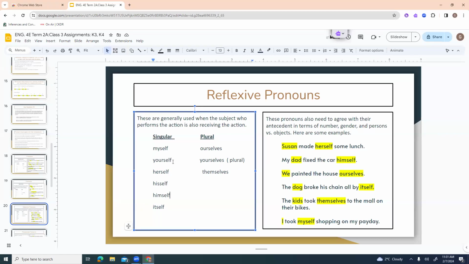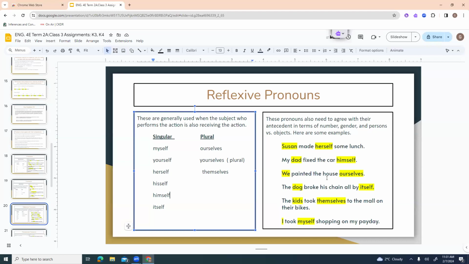Now, see here, usually you and you are the same, but because it's plural, instead of using the F, which is a singular form, we use VES, which is the plural form. Same thing for themselves. And again, if we had an inanimate object and it was plural, we would switch over to using themselves. So pronouns need to agree in terms of number, gender, and persons versus object. So I could say Susan made herself some lunch. So she's making it, but she's also making it for herself. My dad fixed the car himself.